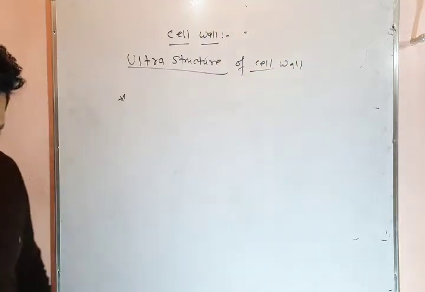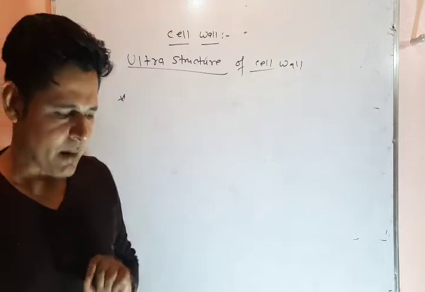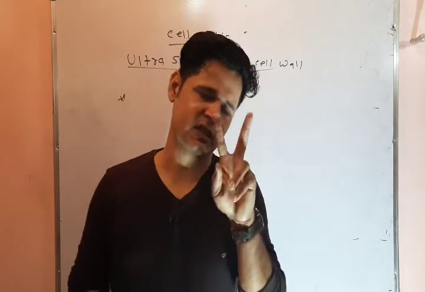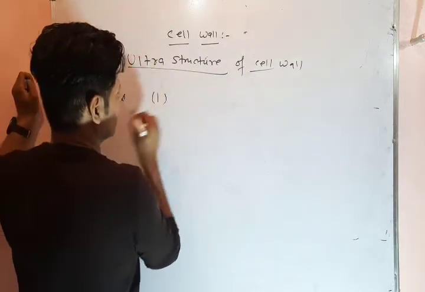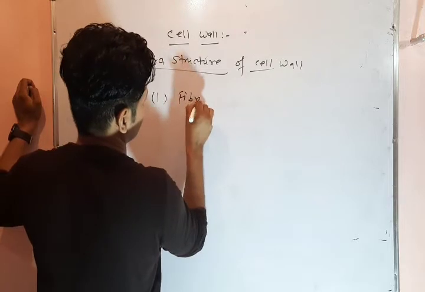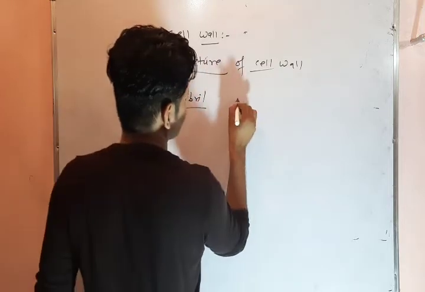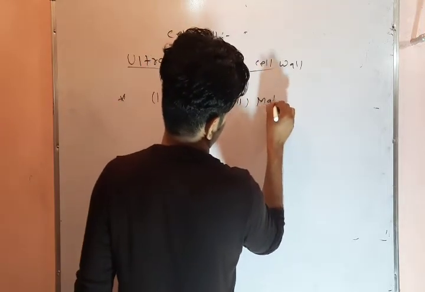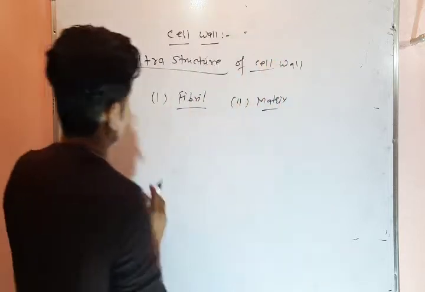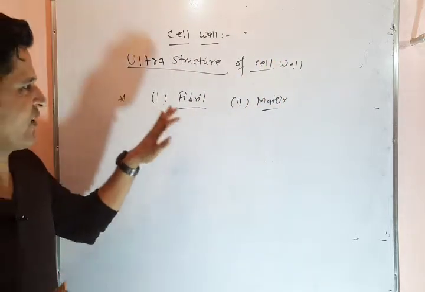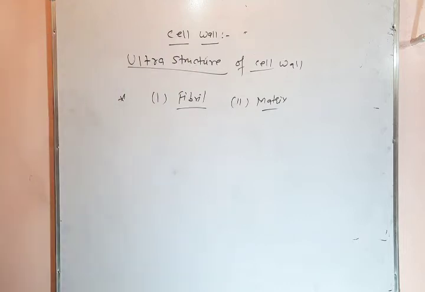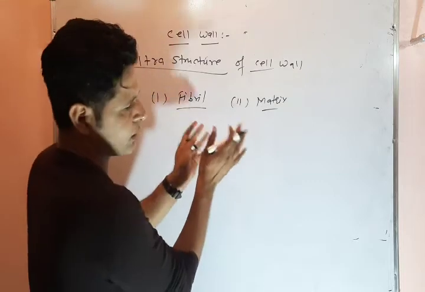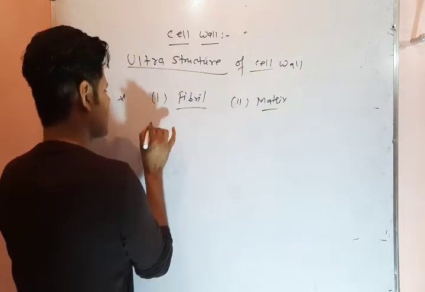Okay. The ultrastructure of the cell wall is mainly composed of two important components: the fibril and the matrix. The solid part of the cell wall is composed of fibrils, and the liquid part of the cell wall is the matrix. Now we will discuss fibrils.